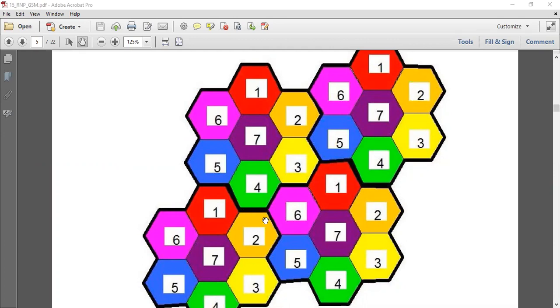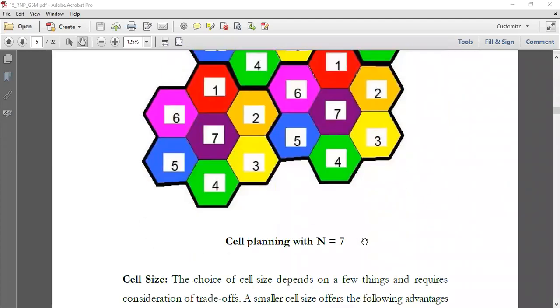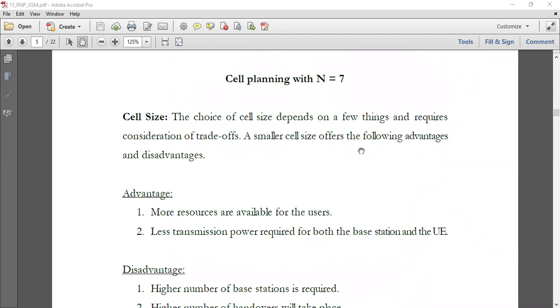Every cell has the same frequency chunk, but with that frequency chunk it is covering a smaller area, and in a smaller area you have fewer users. So for every user, the radio resource increases. This point holds true. I was trying to explain it using the board budget area: as you split a certain area and use smaller cells, the key advantage is that you have more radio resources available for the users.